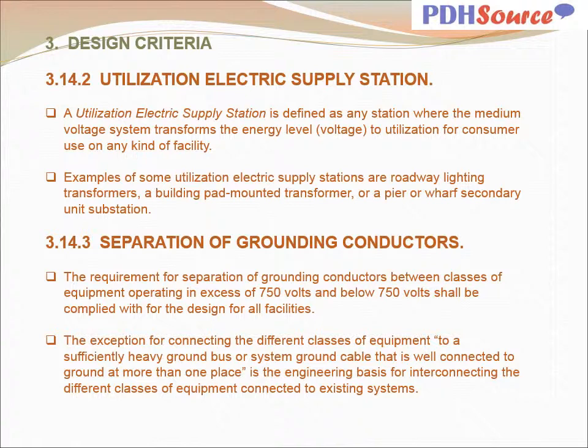A utilization electric supply station is defined as any station where the medium voltage system transforms the energy level, the voltage, to utilization for consumer use on any kind of facility. Examples of some utilization electric supply stations are roadway lighting transformers, a building pad-mounted transformer, or a pier or wharf secondary unit substation. The requirement for separation of grounding conductors between classes of equipment operating in excess of 750 volts and below 750 volts shall be complied with for the design of all facilities.